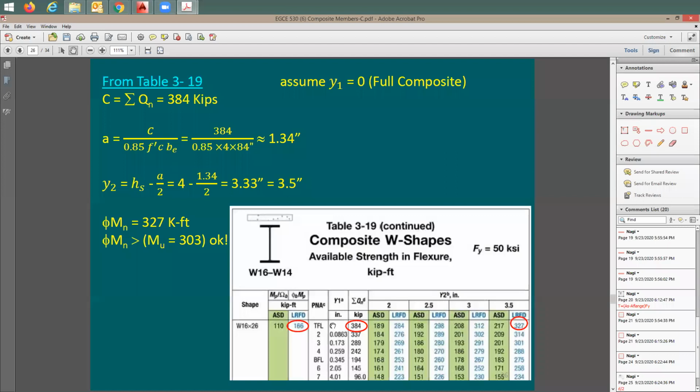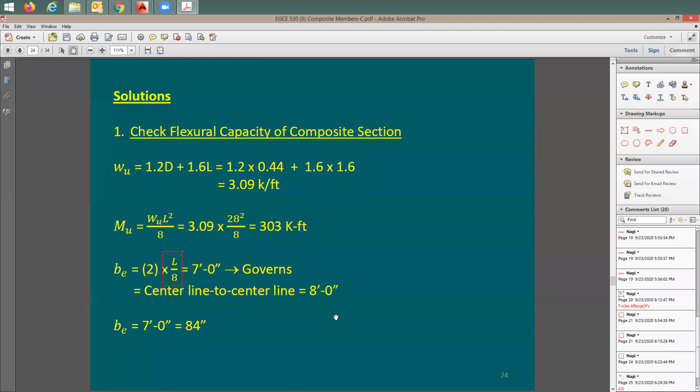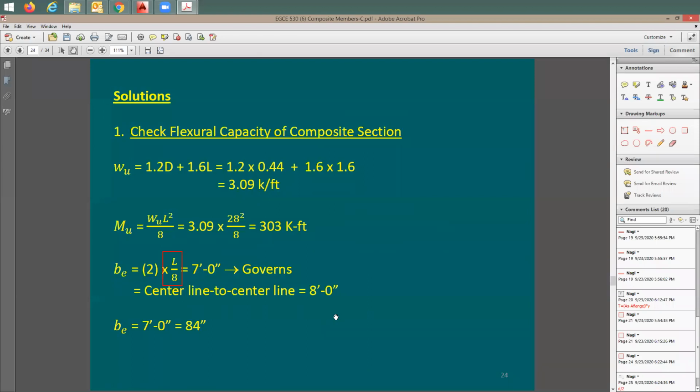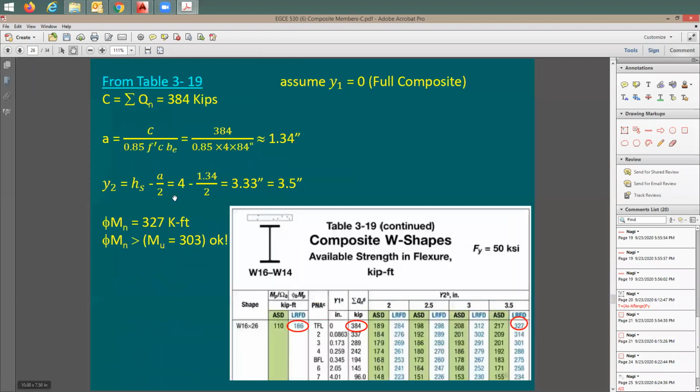I know the slab thickness is equal to how much? Anyone recalls the slab thickness? 4 inches, concrete strength 4 ksi, and the width is going to be 84 inches. Now, based on full composite, I have the force transfer from concrete to steel, which means the maximum tension in the steel and the compression in the concrete is going to be the lesser, 384 kips. This is 384 divided by 0.85 f'c, where f'c is 4 ksi and the effective width is 7 feet, 84 inches. I have my a depth, 1.34.